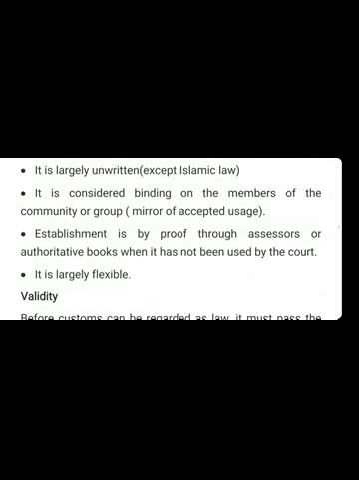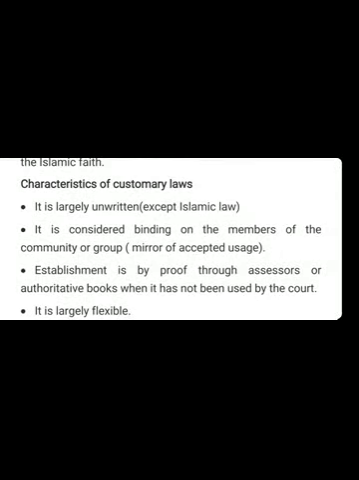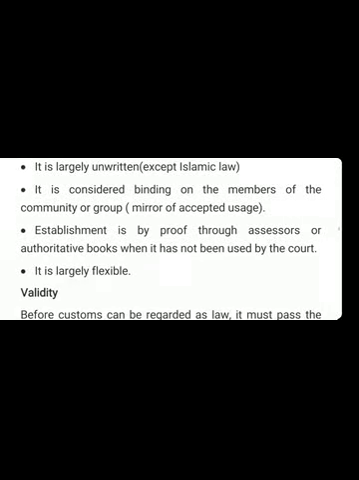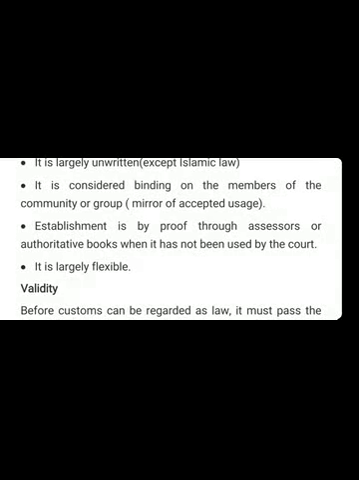3. Establishment is by proof through assessors or authoritative books when it has not been used by the courts. That is, people, assessors or books written on the customary law are what the members can use as proofs. And then the last one is it is largely flexible. It can change, you can work on it, you can turn it. It's flexible, it can be changed at any time.